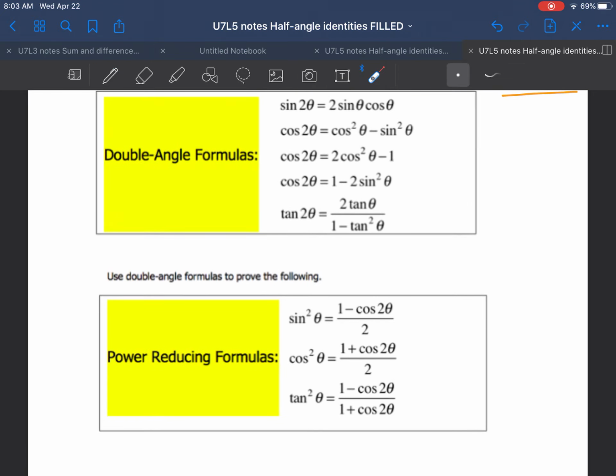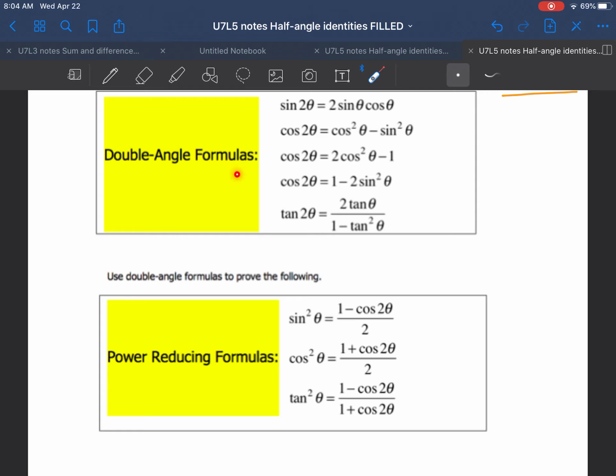Page 4 to start here. We've got a review of the double angles, right? So we've done this, we did that last time, proved it, proved this, proved this, proved this, and then just kind of showed that. All right.